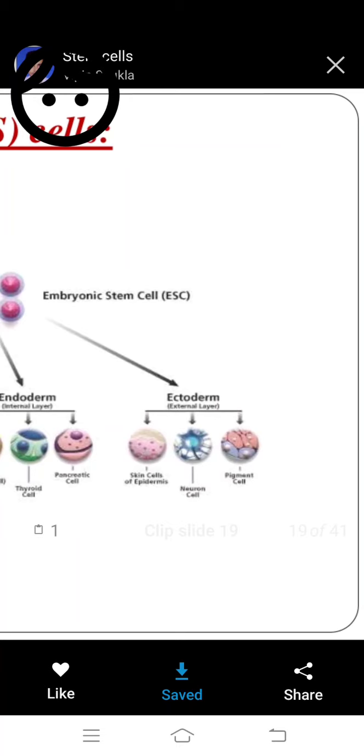Skin cells of epidermis. Skin cells of epidermis are important. Neuron cells and pigmented cells. Okay.